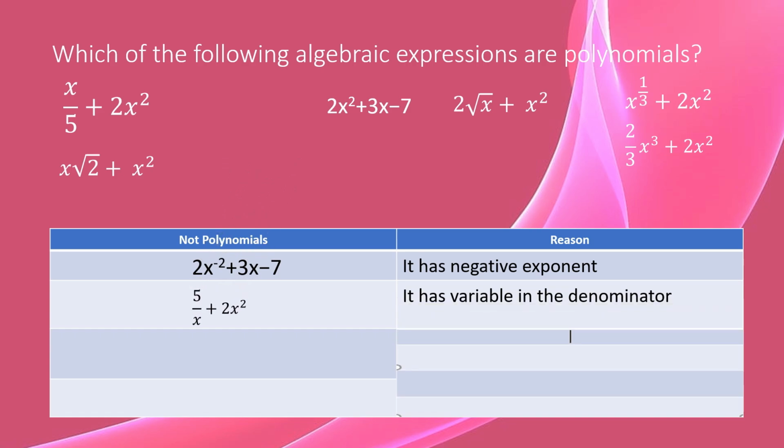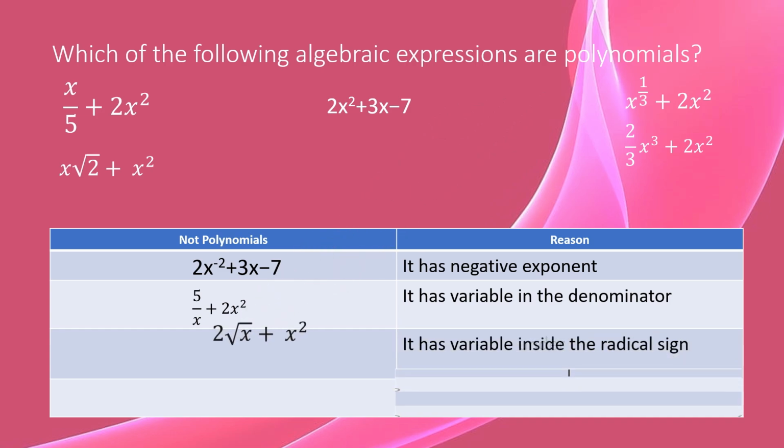5 over x plus 2x squared. It has a variable in the denominator. So this is not a polynomial. 2 square root of x plus x squared. It has a variable inside the radical sign. So this is not a polynomial.